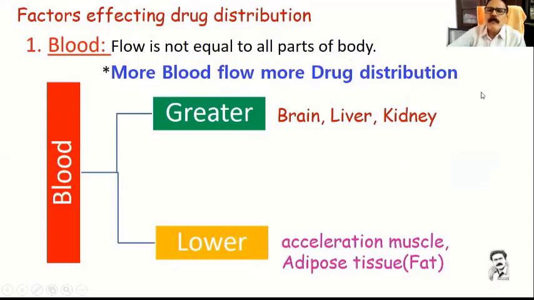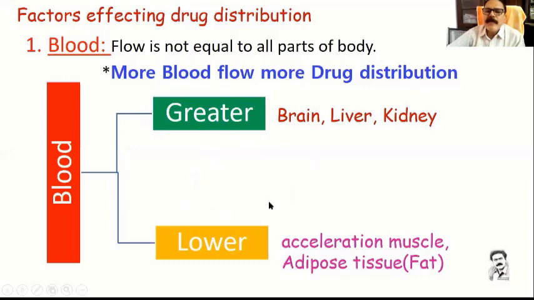So more blood flow, more drug distribution. If the blood is flowing more to a particular part, the drug is also going along with the blood at a higher level. You can see greater drug flow goes to the brain, liver, kidney, all these special organs; they have a greater circulation. Whereas the lower part is the muscles and adipose tissue. Generally in fat and muscles, the flow is very less. So when you take a drug, generally the flow is more to the brain, liver, kidney.